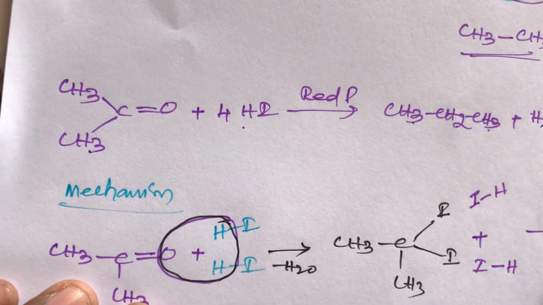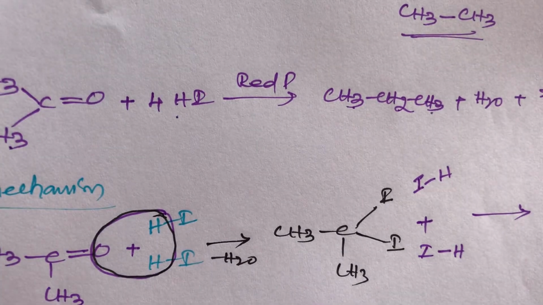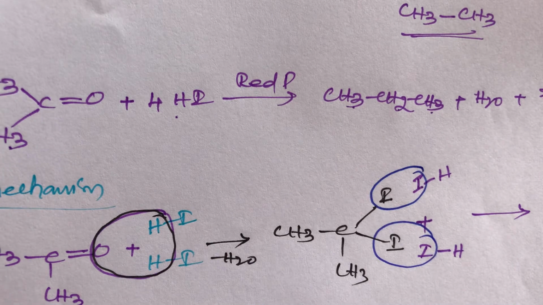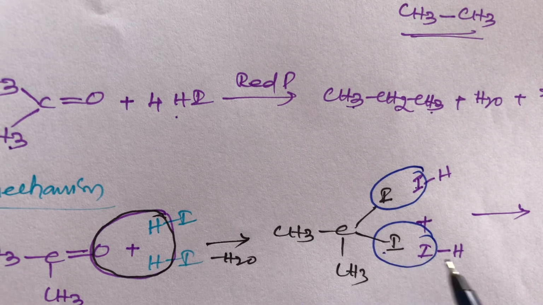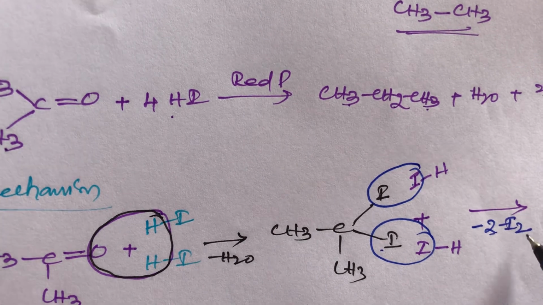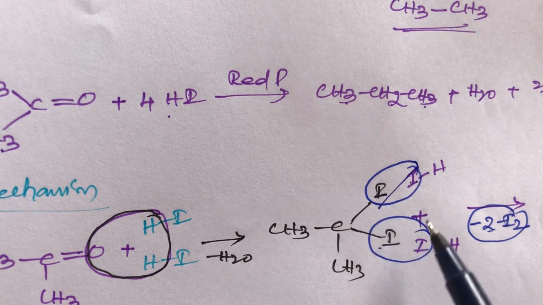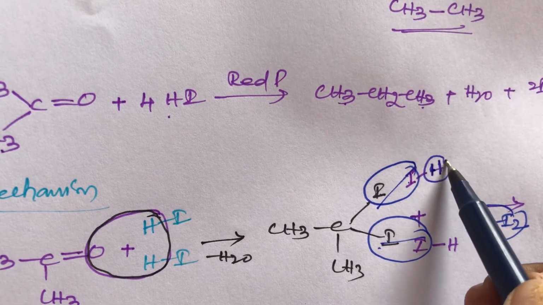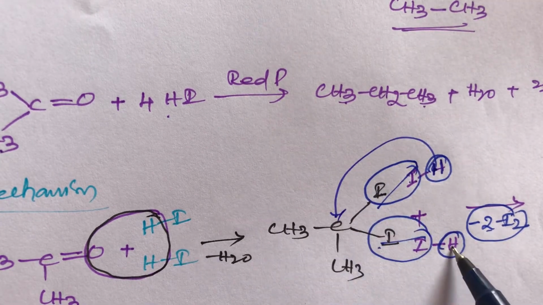Then the next step is dehalogenation, meaning removal of halogen. 2 halogens are eliminated from here and 2 from here, total 4 iodines, that is minus 2 I2. Remaining are 2 hydrogens from here, 2 hydrogens left. This hydrogen will attack this position and this hydrogen will combine with this carbon.